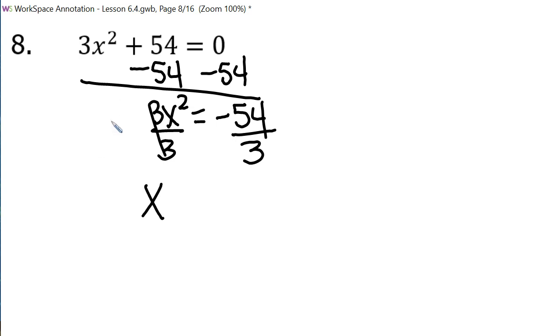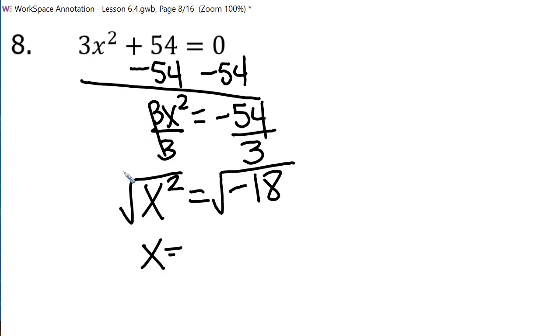So that gives us x squared equals, what's negative 54 divided by 3? Negative 18. How do I get rid of the square? Square root both sides. What's the square root of x squared? X. How many answers did I have? 2. So make sure you have the plus or minus square root of negative 18. Wait, what do you mean? Can I leave my answer like that?